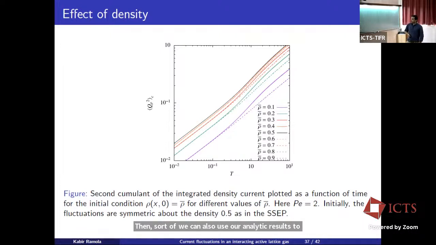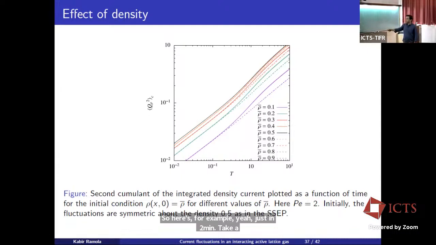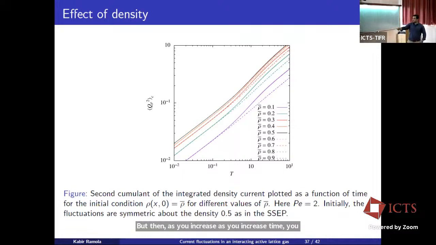Then we can also use our analytic results to understand what the effects of density would be. In the symmetric simple exclusion process, the cumulants of the currents depend on the density in a manner rho times 1 minus rho. That is, if you were to take a density rho and a density 1 minus rho, you would get the same answer. For example, a density 0.1 should match exactly with density 0.9 in the simple symmetric exclusion process. In the interacting lattice model, you see that they actually do match at short times. But as you increase time, they saturate to two different diffusive limits. That is an effect of activity and density as well.